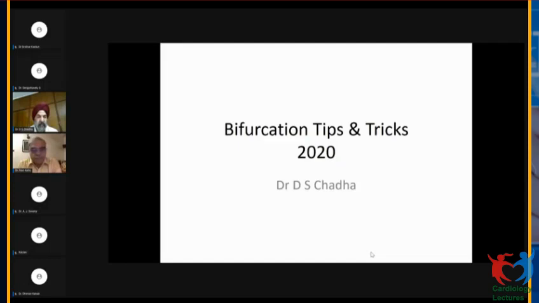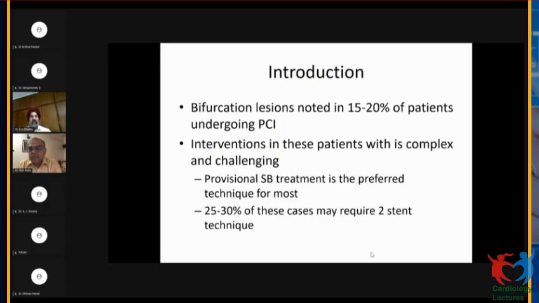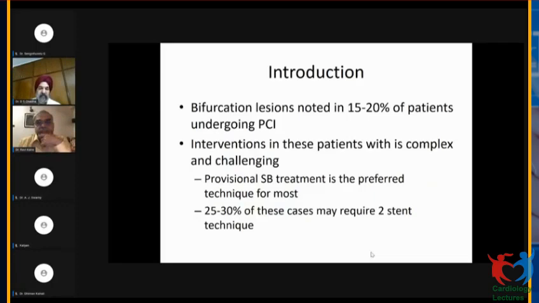So I will start with my talk, which is on tips and tricks for bifurcation angioplasty. We get to see bifurcation lesions in about 15 to 20% of patients who come to us for angioplasty. Intervention in these patients is complex as well as challenging. Provisional stenting strategy is the preferred mode of treating these patients, but in about 25 to 30% of them, we need two stent techniques.